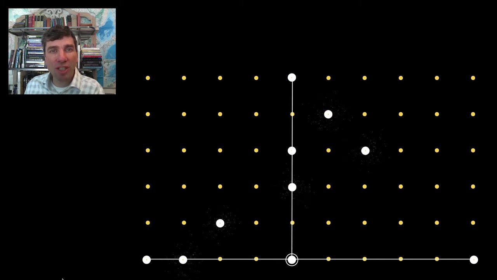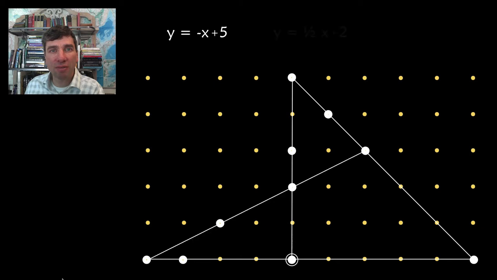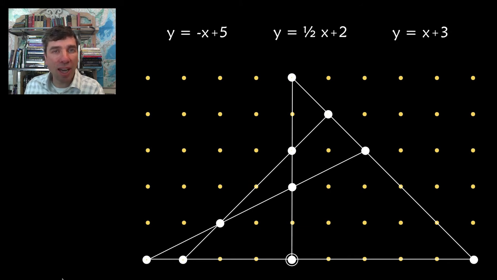Okay, so the solution, there are the 5 other points. Here is the first line, y = -x + 5. The second, y = 1/2 x + 2. And the last one, y = x + 3.